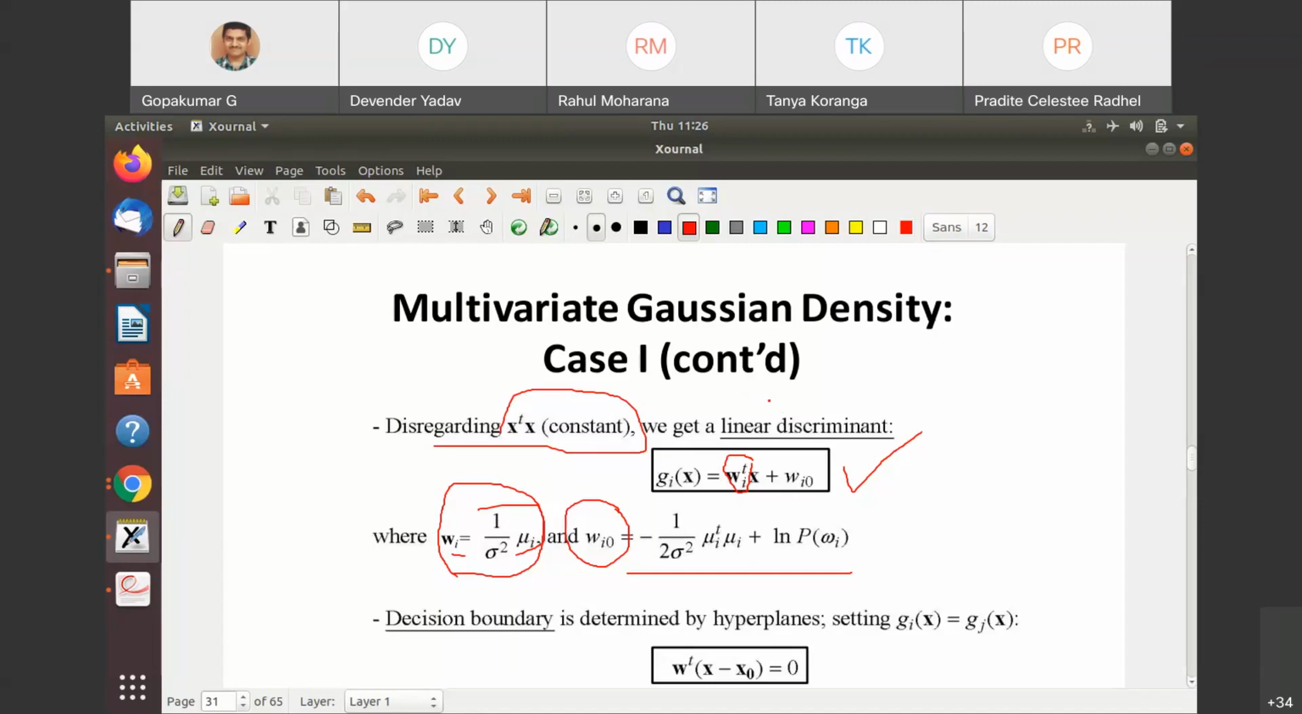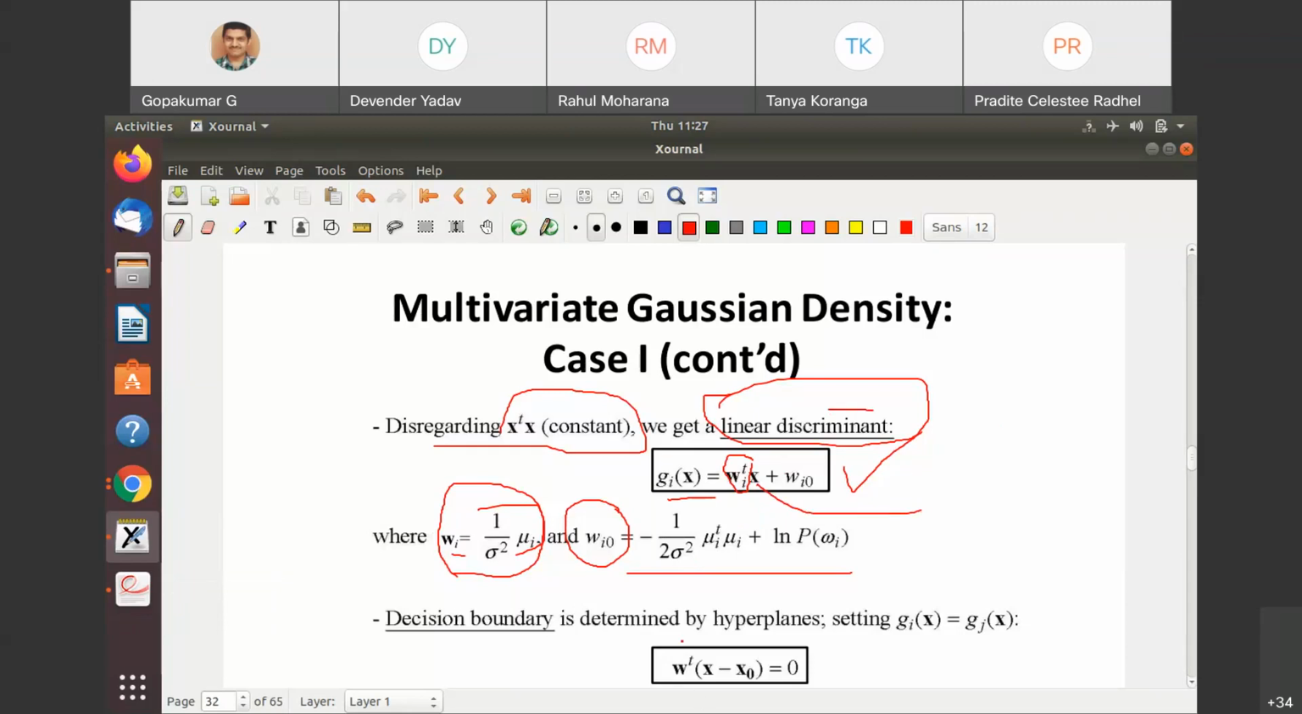This particular equation, g of x is equal to w transpose x plus w0, we call a linear discriminant. It is linear in terms of the x vector. The feature vector is not quadratic or of higher degree; it is simply a linear function in x. That is why we call it a linear discriminant.